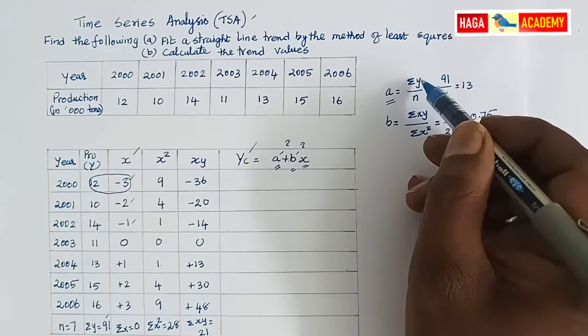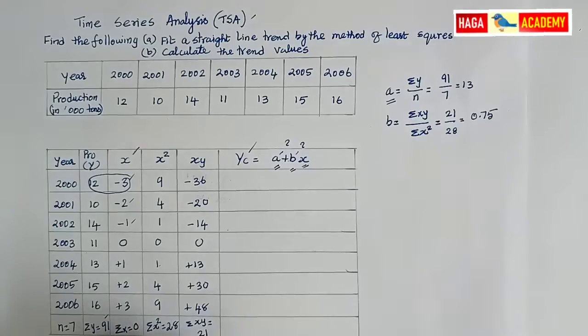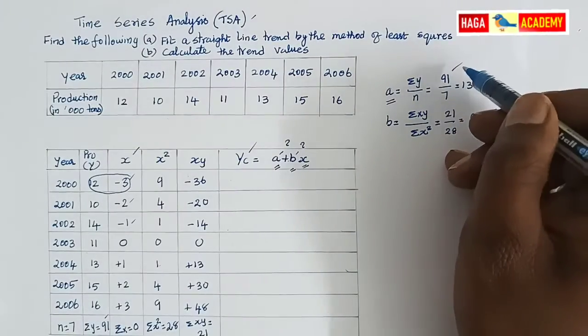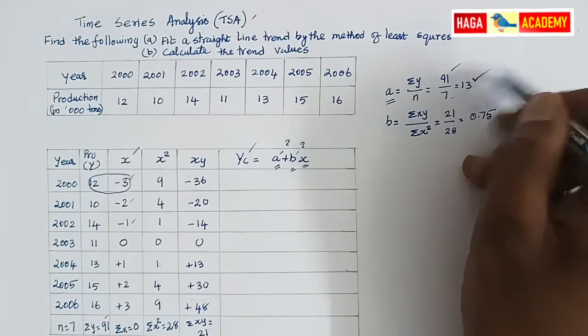A equal to summation y divided by n. Summation y value, second column, is 91. N in the sense number of years, 7. So the value is exactly 13.